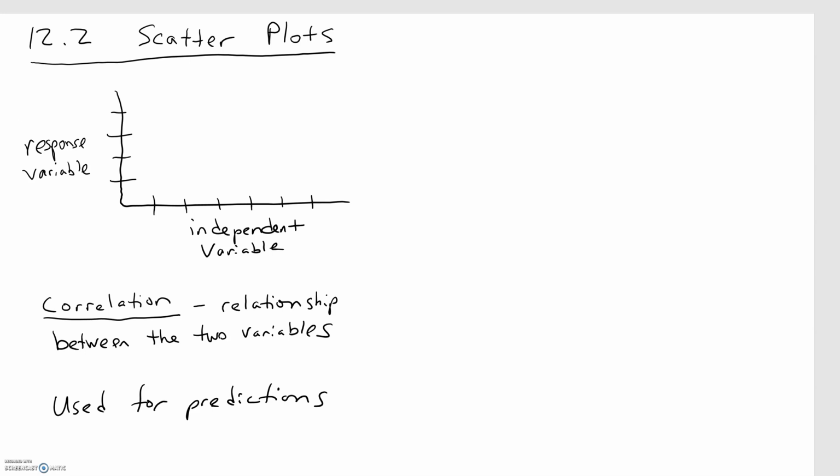Now the correlation value, we use R to symbolize this. The largest it can ever be is 1. That would be a straight line sloping in the positive direction. And the smallest that R can ever be is -1. That would be a straight line sloping in the negative direction.